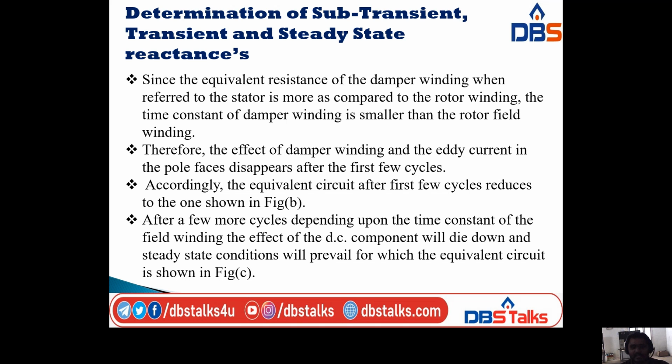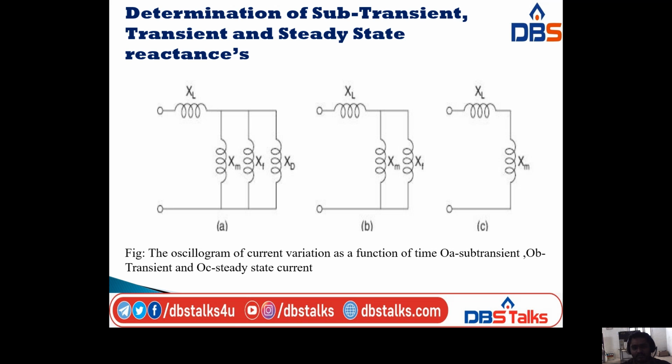That means the effect of the damper winding and the eddy current in the pole faces disappears after the first few cycles. So in the first equivalent circuit we have three windings: stator winding, rotor winding and damper winding. After the first few cycles, the equivalent circuit reduces to the one shown in this diagram, in which the damper winding is neglected and we only have the stator and rotor winding. That is the second diagram.